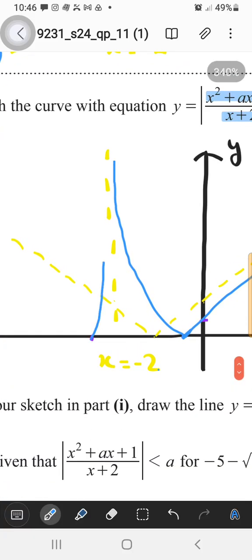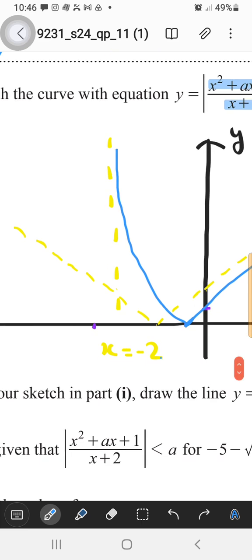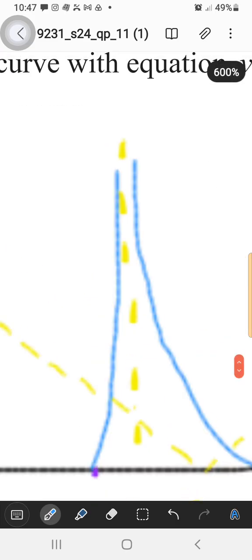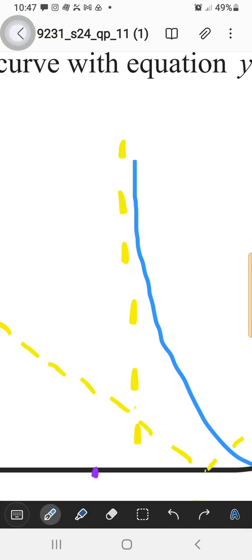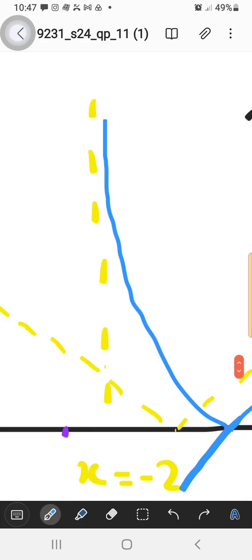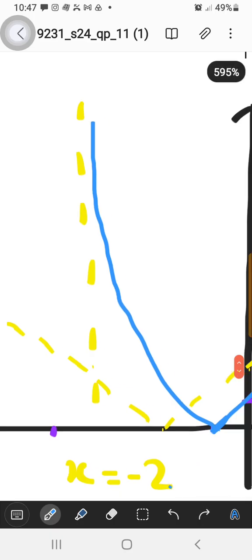This side was like this in the previous part. You don't have to touch it to show your understanding about the asymptote. Wait, here it got touched. Wait. Okay, give me a bit of time. I will do it in a second.